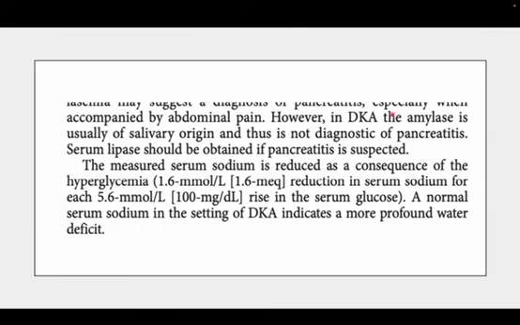this point. In DKA, the amylase is usually of salivary origin, thus it is not diagnostic of pancreatitis. Serum lipase should be obtained if pancreatitis is suspected. This is what I mentioned in the fourth case. Though amylase is elevated, you should always get lipase and an ultrasound abdomen to diagnose a case of pancreatitis.